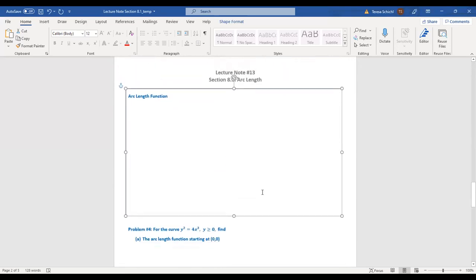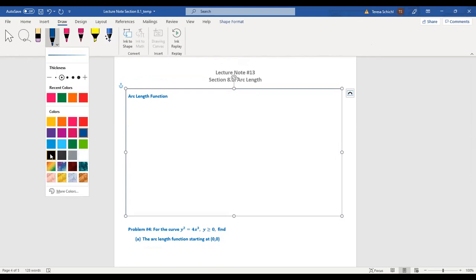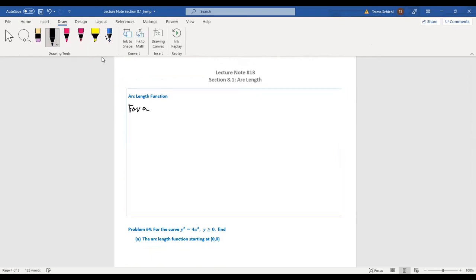In part 2, we are going to define a function, the arc length function. So what is the arc length function? Let's take a look. Say I have a continuous differentiable function f of x, where x is between certain intervals.